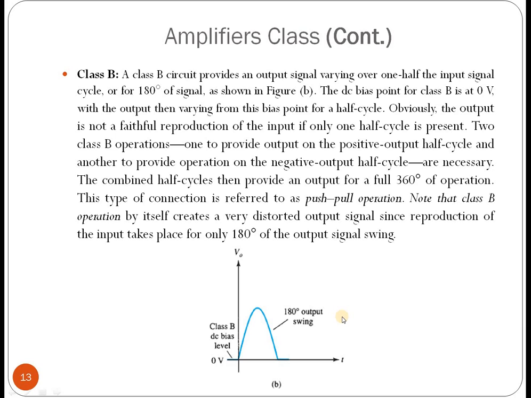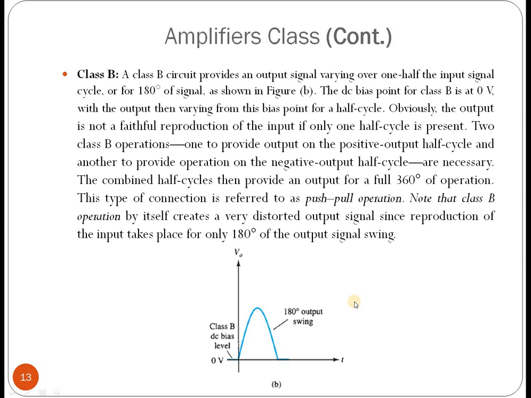The next class is the class B amplifier. This type of circuit provides an output signal varying over only one half of the input signal cycle, that is for 180 degrees of the signal. The output shows only 180 degrees of signal, and you see that the DC bias level is zero voltage, and from that only a half portion is achieved. The rest of the half cycle is not there, and that is not what we want. We need the full cycle, not only the half cycle.